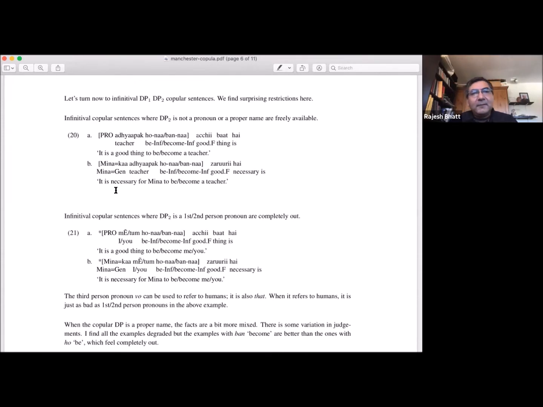Now we get to infinitival DP1, DP2 sentences, and here we find something quite surprising. If you look at copula sentences where DP2 is not a pronoun or a proper name, they can appear happily in an infinitival clause. Look at 20b: "Meena's being a teacher is necessary", "Meena ka adhyapak hona zaruri hai", or "Meena ka adhyapak banna zaruri hai". These are perfectly fine. This nominal, adhyapak, teacher, does not create any problems.